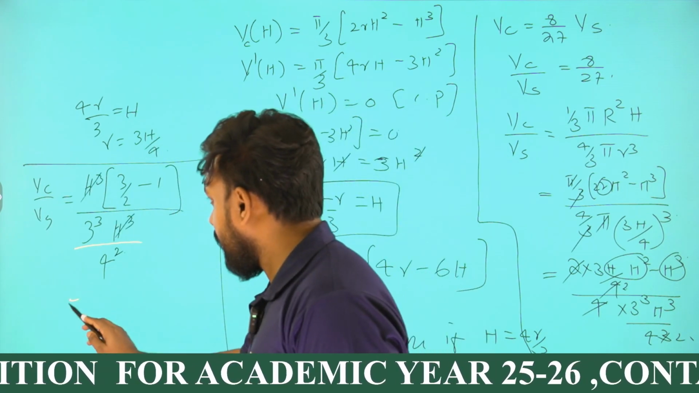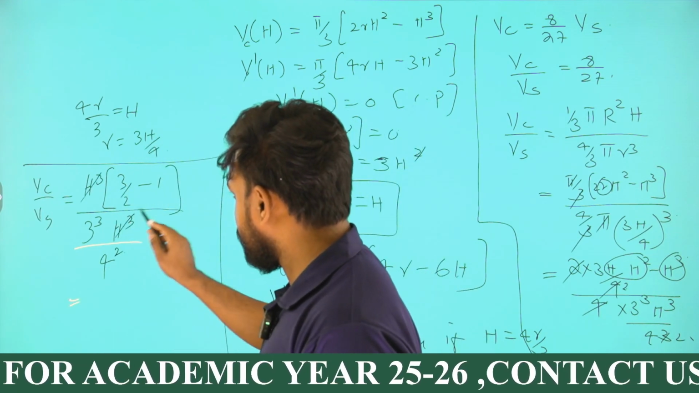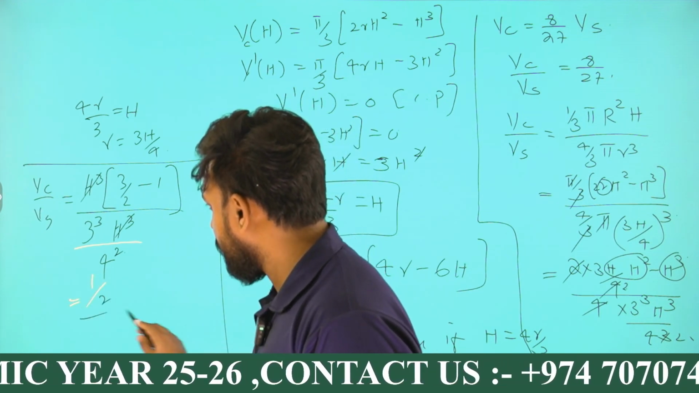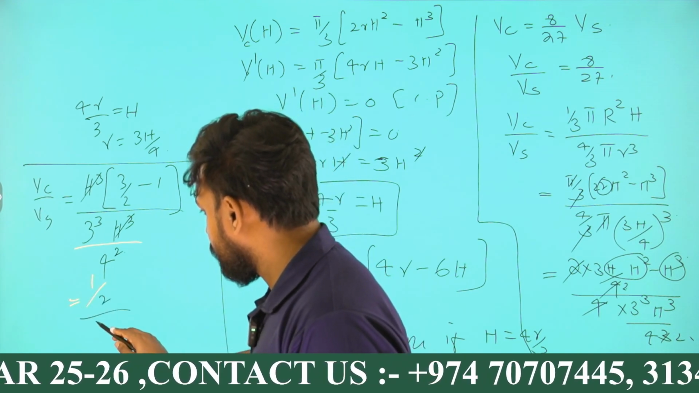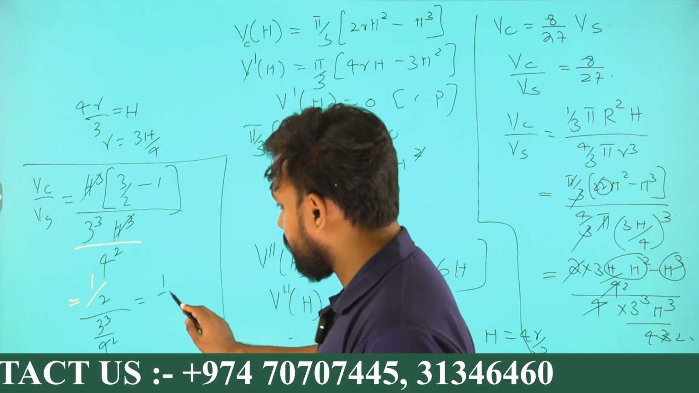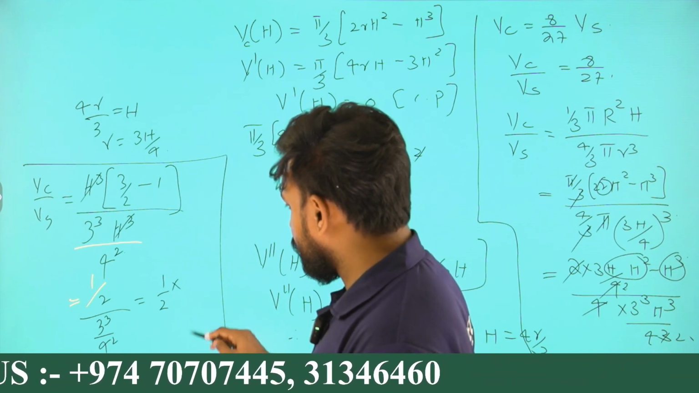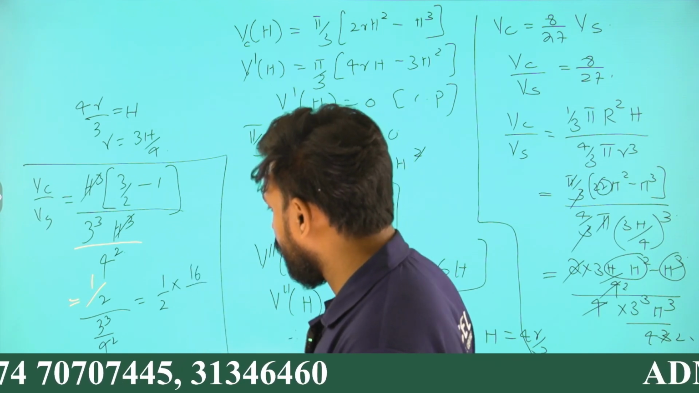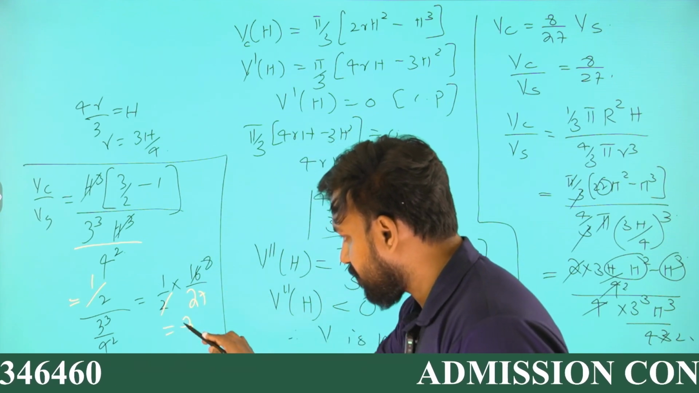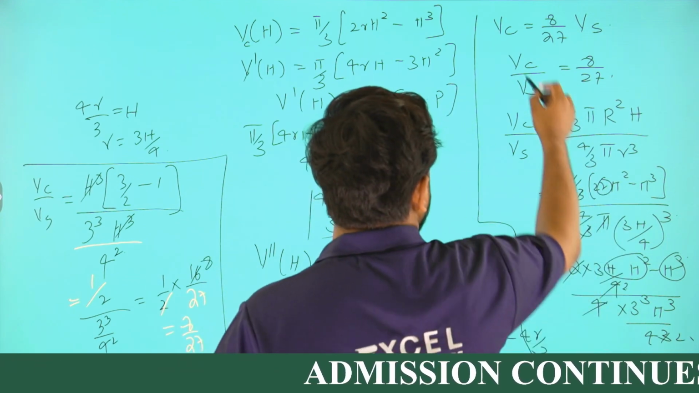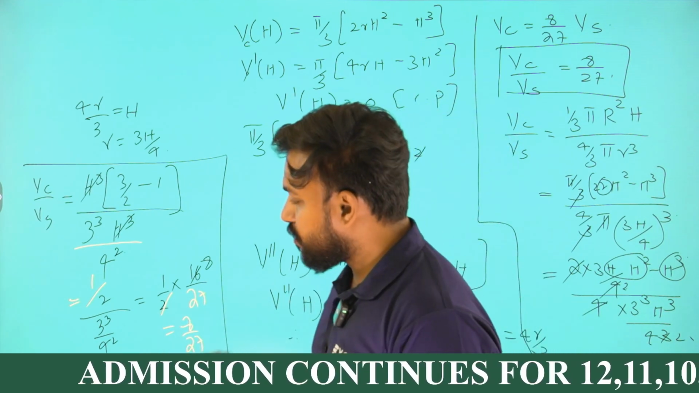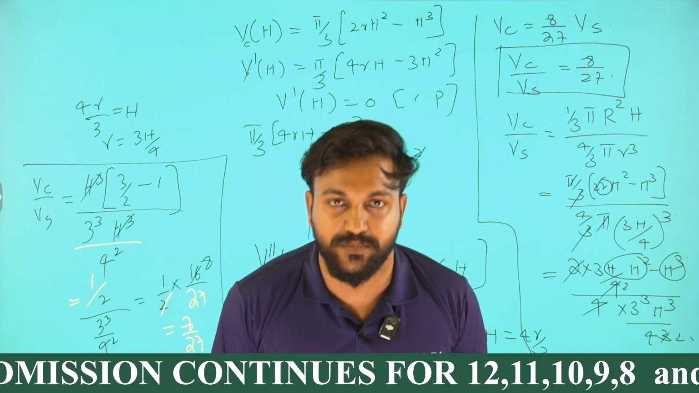Ready? So again cross multiplied, what you will get? 3 minus 2 is 1 by 2 by 3 cube by 4 square. Reciprocal multiplication, what you will get? 1 by 2 times 4 square, 16 by 3 cube, 27. You will get 8 here. So again 8 by 27. So volume of cone divided by volume of sphere is equal to 8 by 27. And that's also we proved.